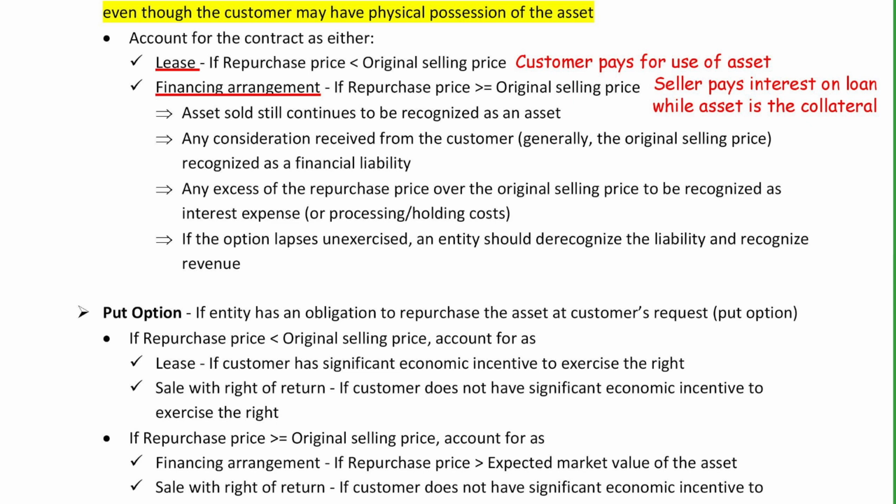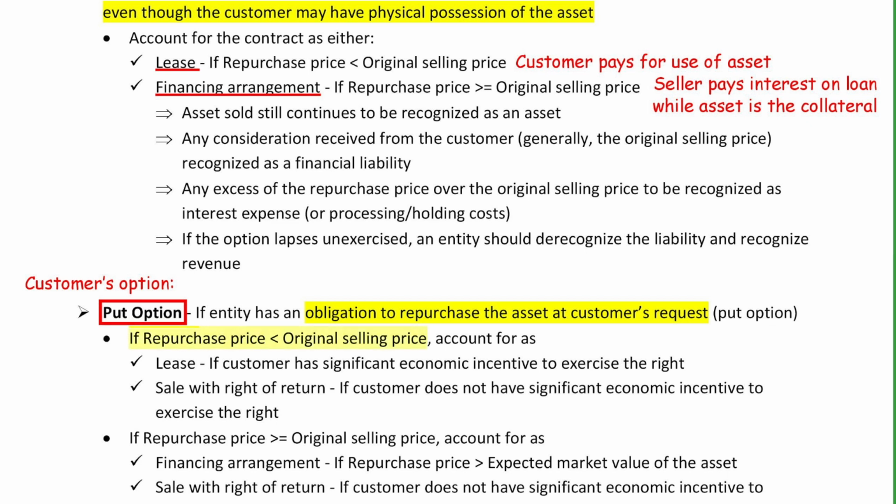On the third bullet, put a box around put option. And this one is right, customer's option. So basically, if the entity has an obligation to repurchase the asset at the customer's request, then we need to compare the repurchase price with the original selling price.